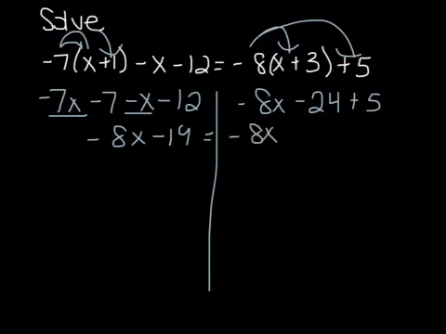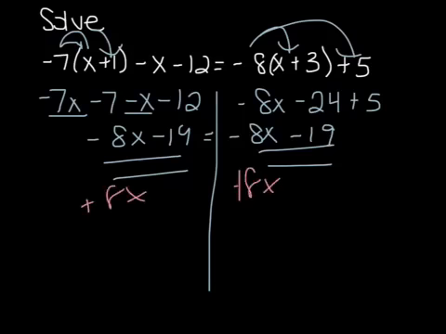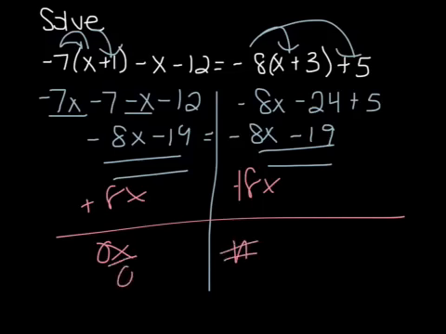Negative 8x, negative 24 plus 5 is negative 19. So if you can see right now that these are exactly the same, there's not going to be a solution. Because if I add 8x right here, your x terms go away. No matter what I have on this number, if I divide by 0, it's going to give an undefined solution.